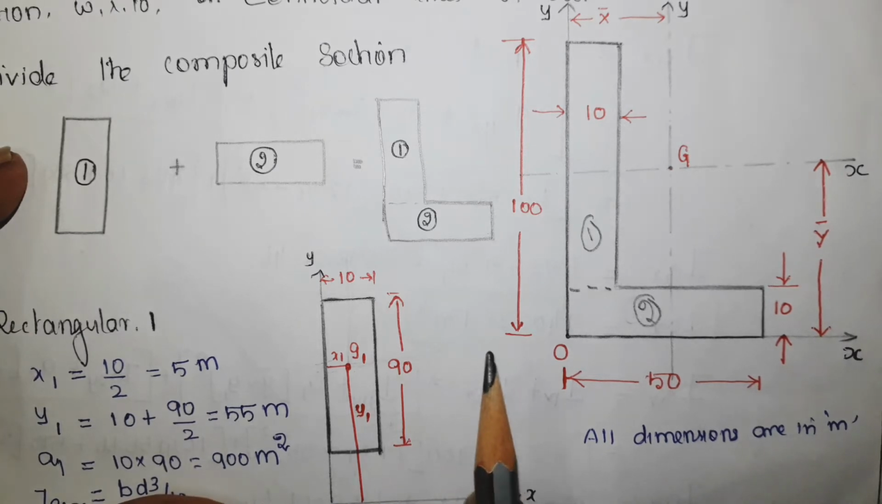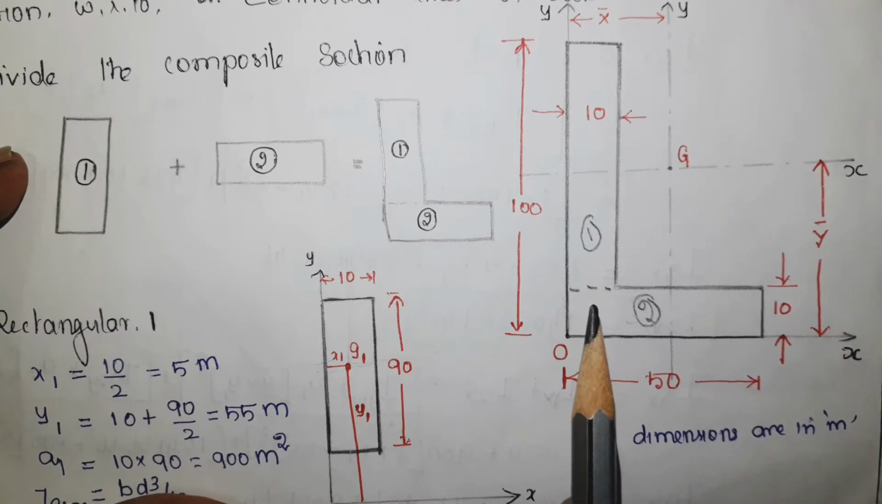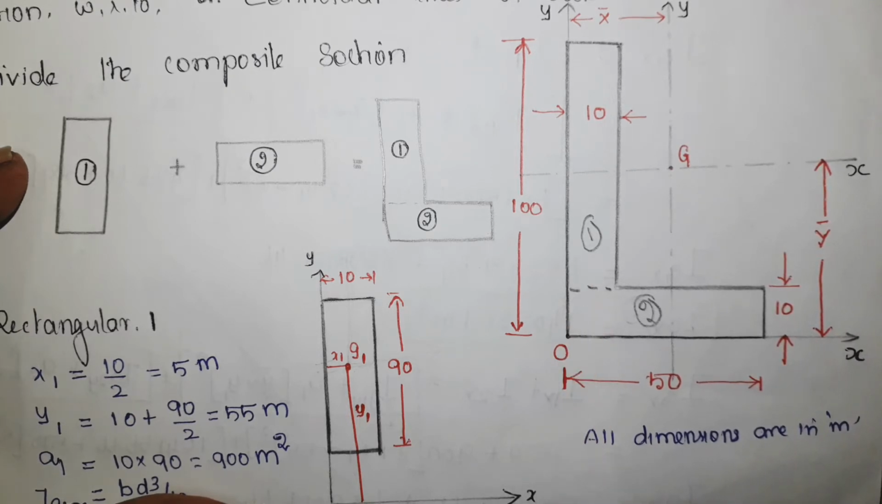Now the first step is you have to divide this angle section into regular shapes. It is important because we know the formulas of regular sections like square, rectangle, triangle, circle, etc. But for a composite section, it is not possible to find the area moment of inertia directly. So we have to divide the composite section into regular shapes.